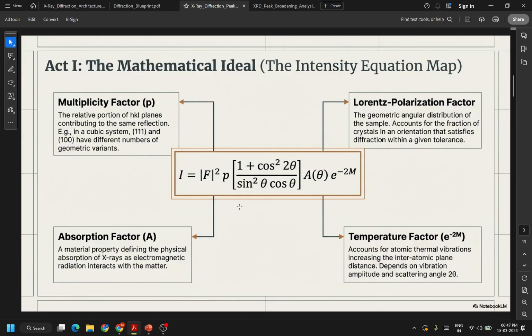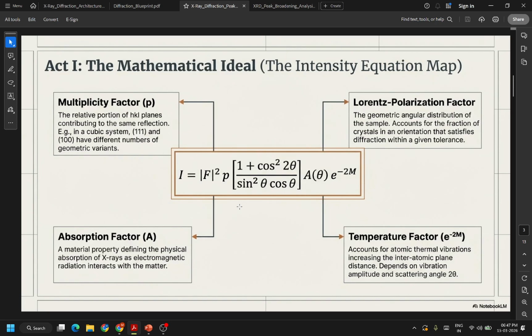So the ideal intensity should come from I equals F squared P times (1 plus cos squared 2 theta) divided by (sin squared theta cos theta), times A of theta, times e power minus 2M. So your P is your multiplicity factor, which is the relative proportion of hkl planes contributing to the same reflection. So in a cubic system, 111 and 100 will have different numbers of geometric variants. So they will have different multiplicity factors.